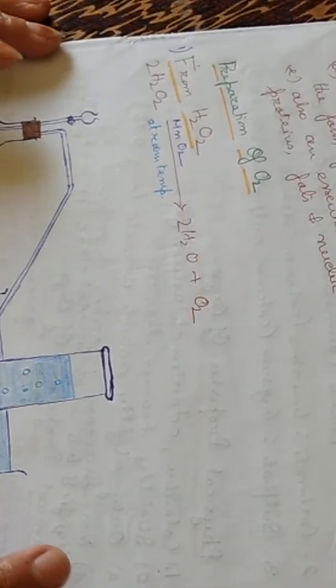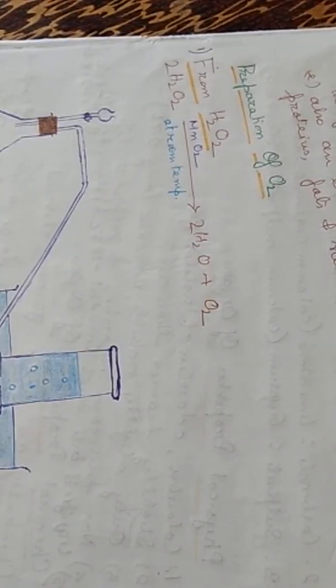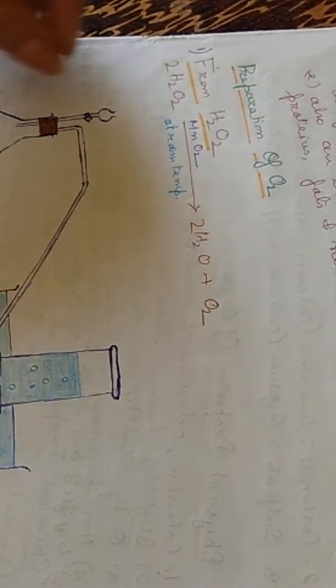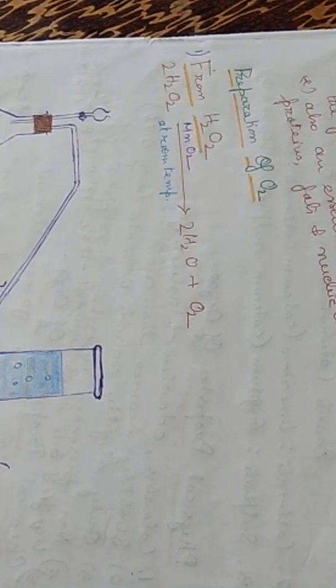Now, how do we prepare oxygen? Mainly, there are two processes by which oxygen is prepared. First, from hydrogen peroxide. Hydrogen peroxide at room temperature breaks into water and oxygen in the presence of a catalyst, manganese dioxide, MnO2. If we take hydrogen peroxide in a flask, at room temperature also we can see that it changes to water.